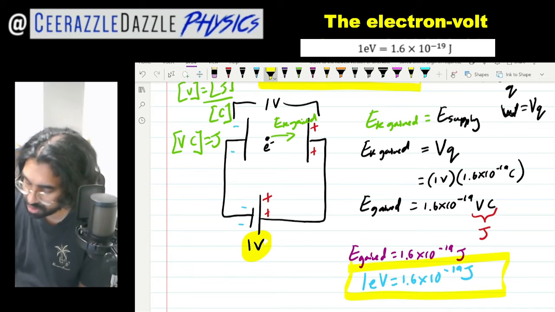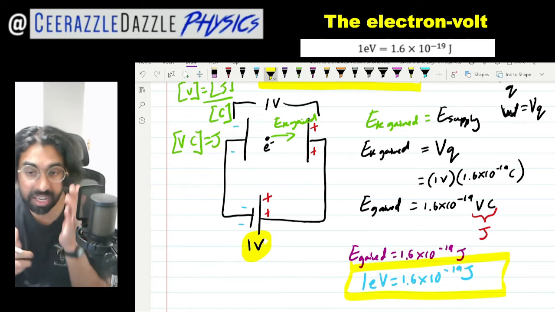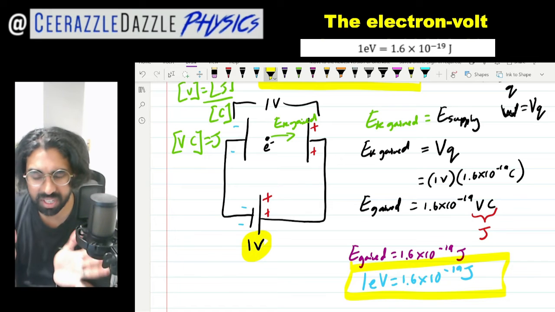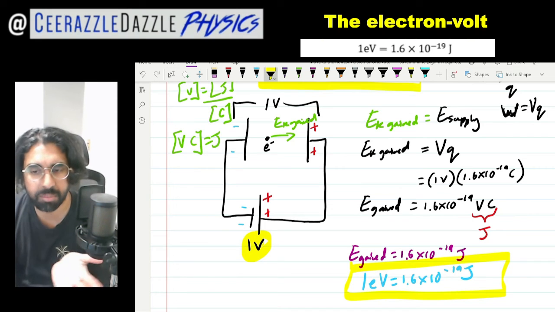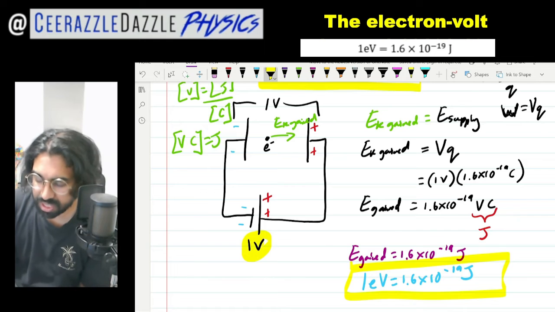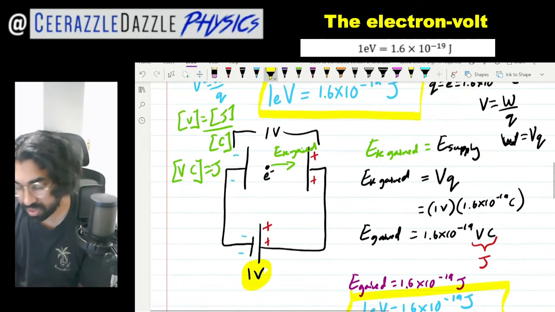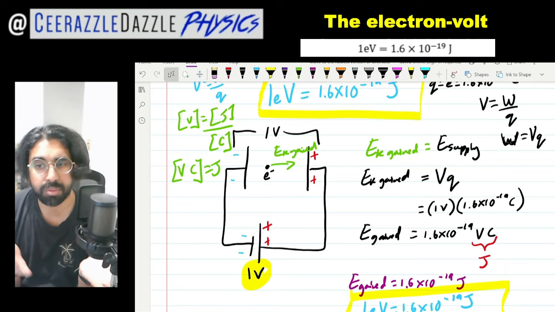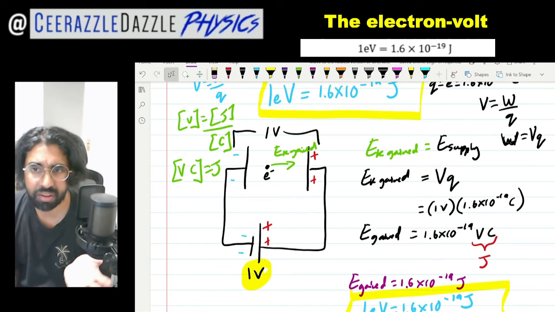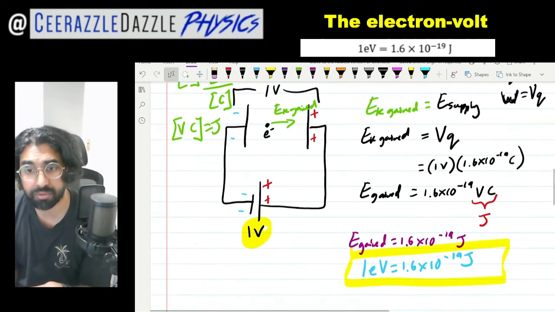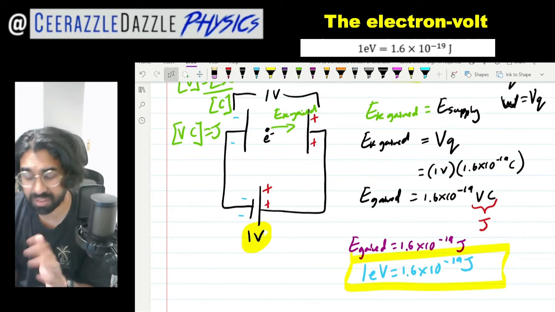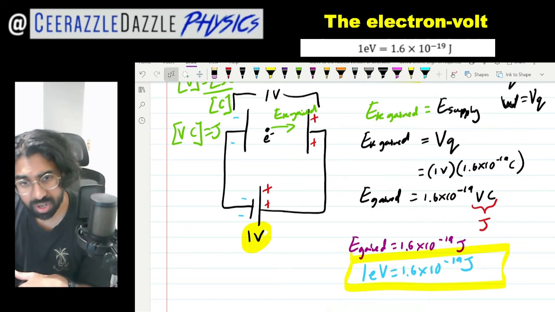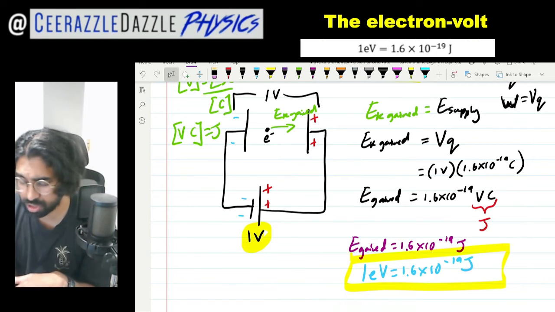Excellent stuff. Hopefully that gives you a better understanding of the electron volt. You don't just memorize that it is 1.6 times 10 to the minus 19 joules. Make sure you understand the principle of dropping this electron within the 1 volt potential difference. It will gain energy, and that energy will be equal to the energy of the supply. And we can use voltage equals energy divided by charge to prove this formula. Easy stuff. Now let's try a couple of calculations to get you familiar with how to use it.